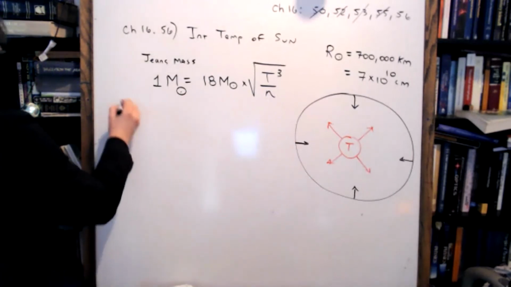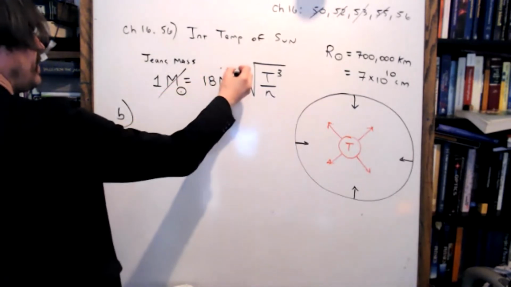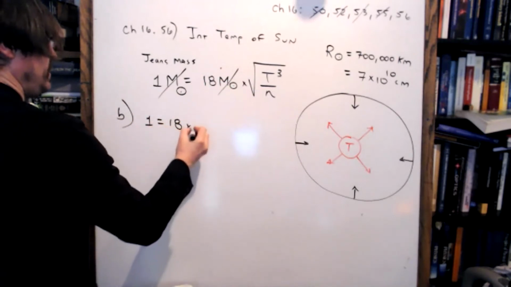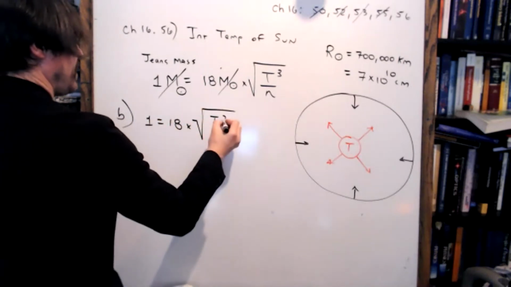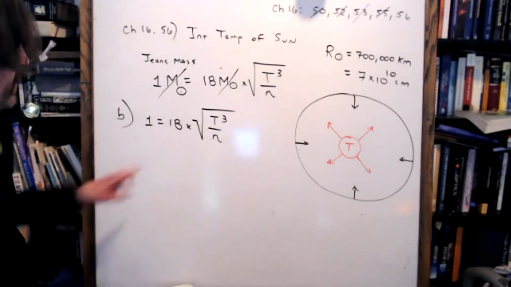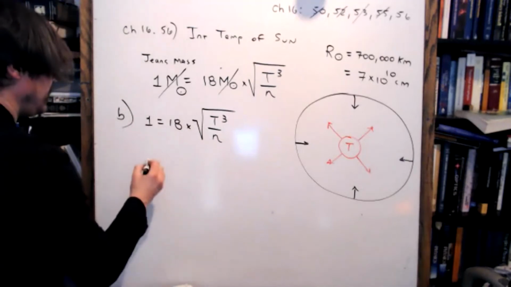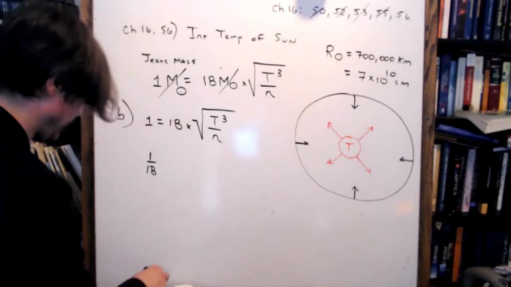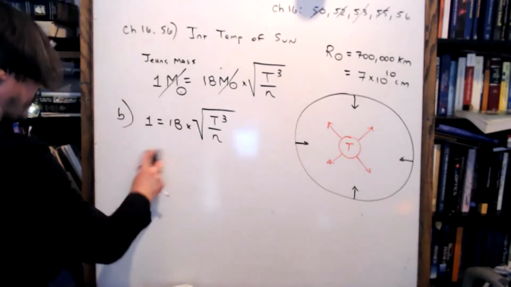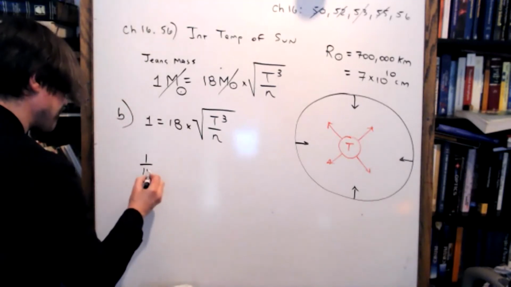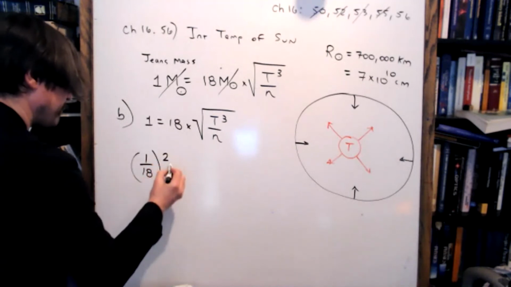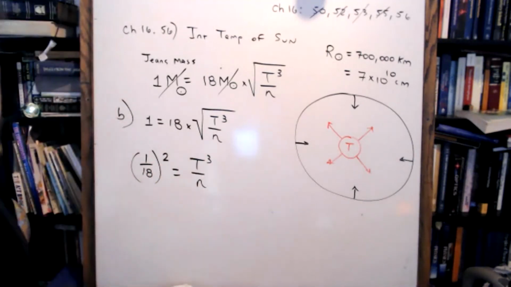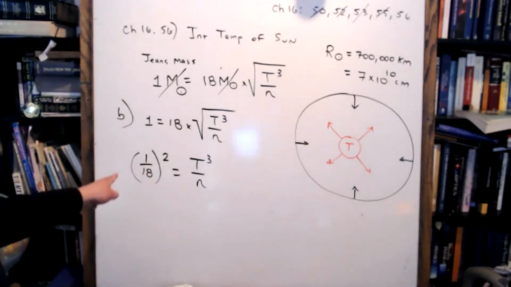So for part B, I'm going to divide the solar mass units out, and I get 1 equals 18 times the square root of T cubed over the number density. Let's drop the 18 over to this side. Let's square both sides so that we get rid of the square root. That's equal to T cubed over the number density. Then I'll flip the number density up.